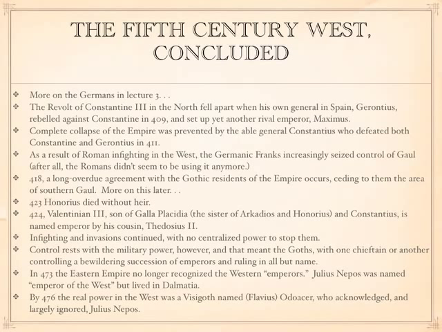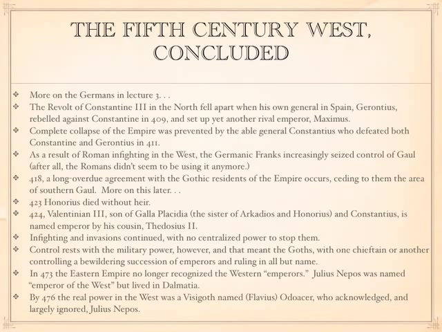By the year 476, and this is something I'll have to come back to in the German discussion again, the real power in the West was a Visigoth named Flavius Odoacer. Odoacer or Odovaker, it's pronounced both ways. Sometimes it's spelled with a V. This barbarian chieftain acknowledged Julius Nepos as the real emperor of the West and pretty much ignored him because he knew he'd never move west to take his throne anyway.